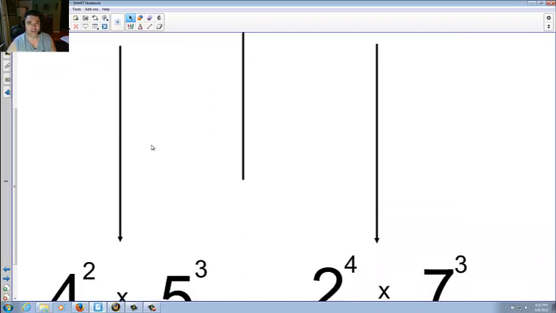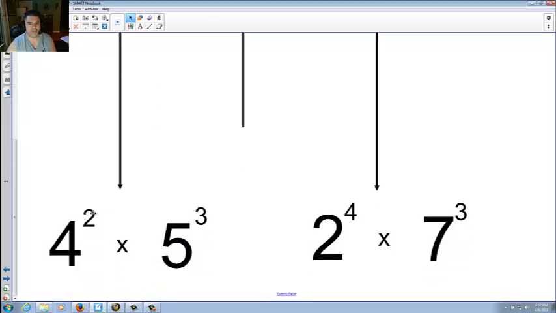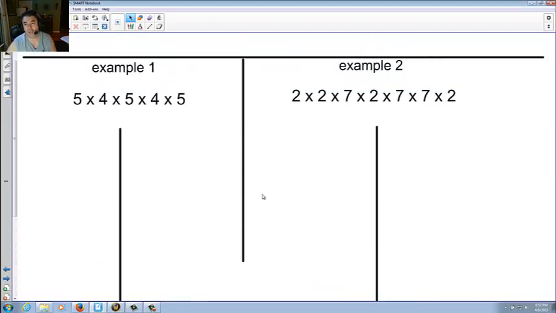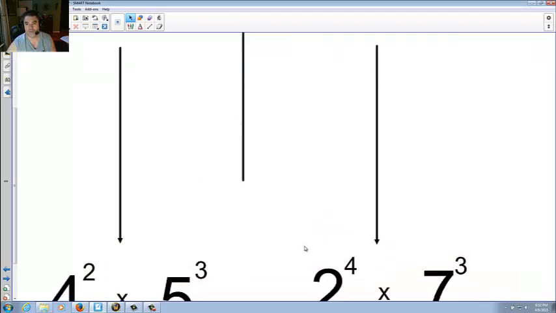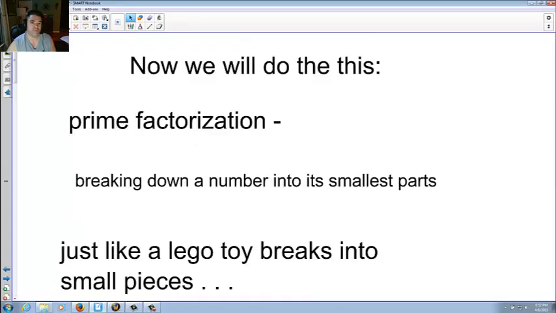We're going to go ahead and take example 1 here, and if you notice, we have 2 4's and 3 5's. So you have 4 squared times 5 cubed. And over here we have 1, 2, 3, 4 2's, so it's going to be 2 to the 4th. And there was 3 7's, so it's going to be 7 to the third power.